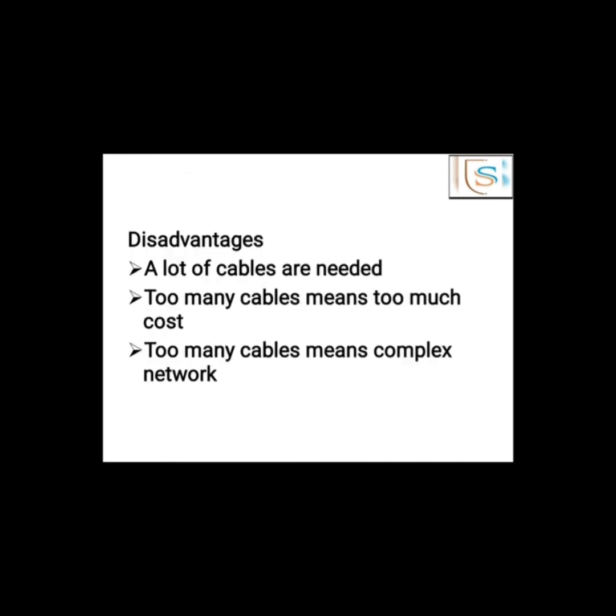Disadvantages: a lot of cables are needed because we have redundant links between computers. Too many cables means too much cost. Obviously, when more cables are used, the cost automatically increases. And with more and more cables, there is a complex network which is very difficult to understand.